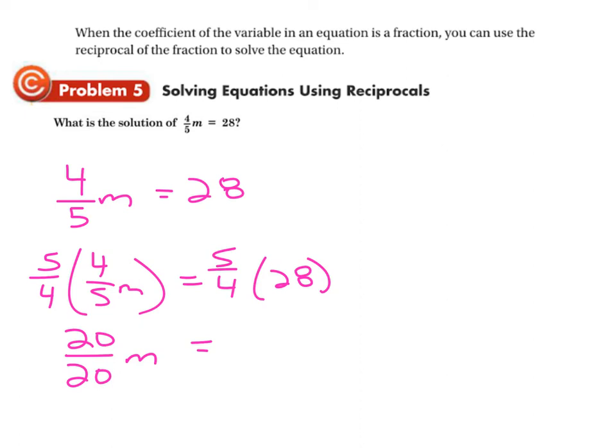That's equal to 1. And we don't write 1m, we just write m. We've isolated the variable. Okay? That's a critically important thing for you to understand, is that to undo the fraction that is the coefficient, you multiply by its reciprocal, because by doing that, it leaves you with 1 as a coefficient, and when you don't write 1m, you just write m.